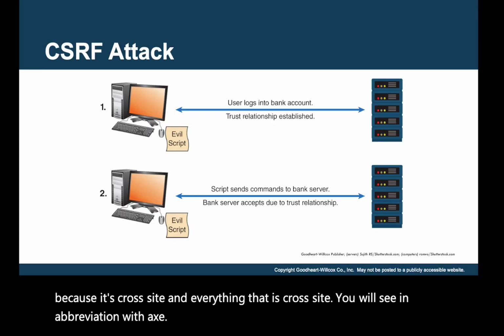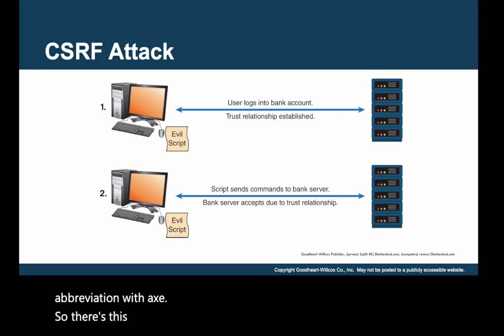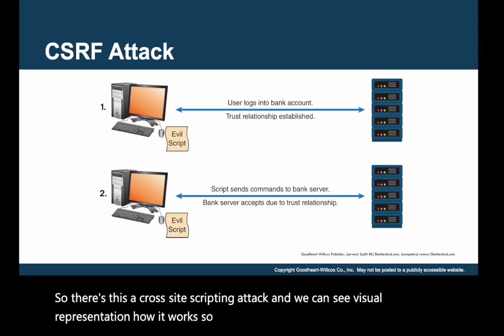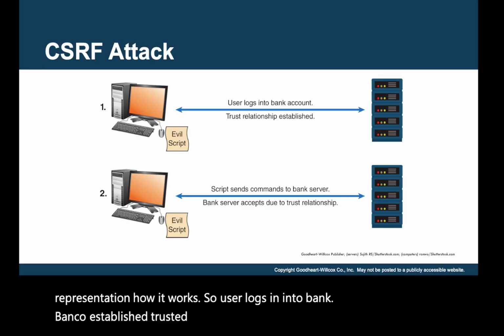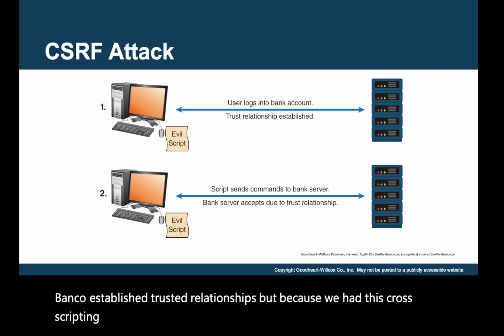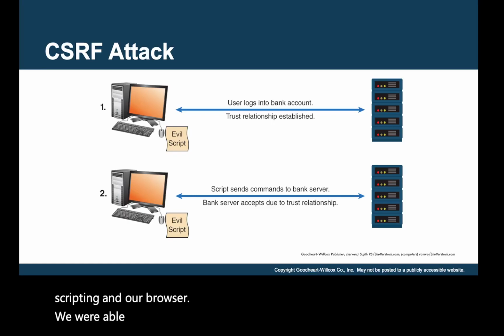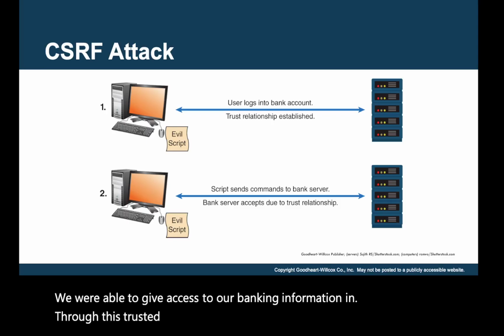So this is a cross-site scripting attack, and we can see a visual representation of how it works. The user logs in to the bank and establishes a trusted relationship, but because we had this cross-site scripting in our browser, we were able to give access to our banking information through this trusted communication to the attacker.